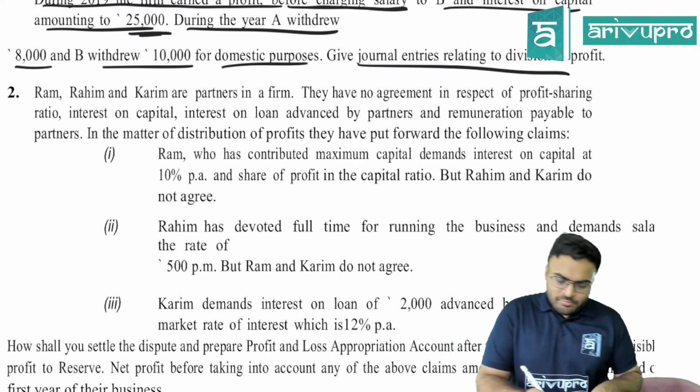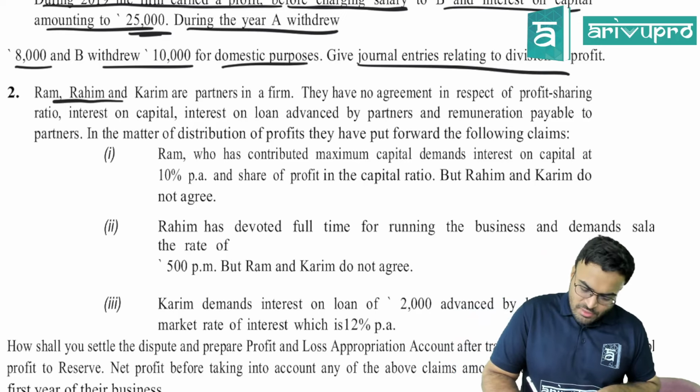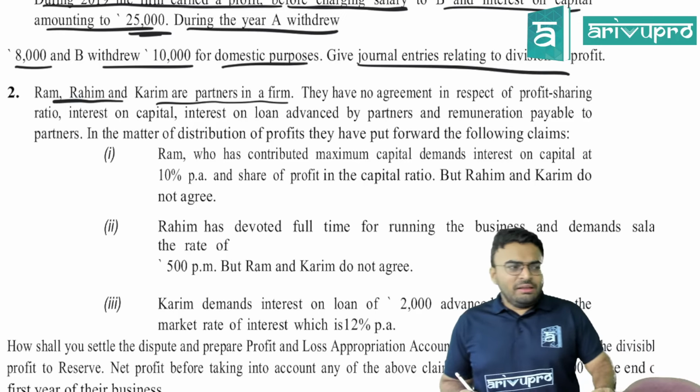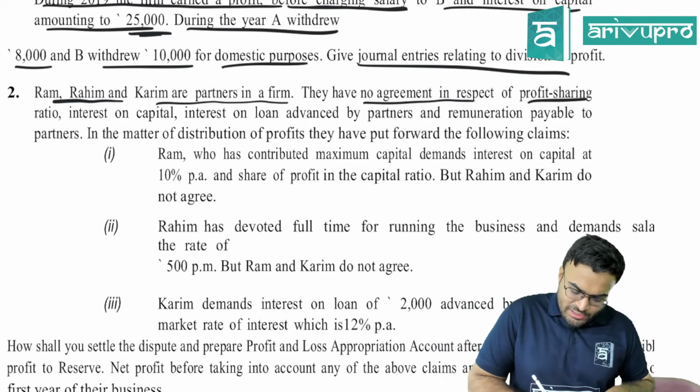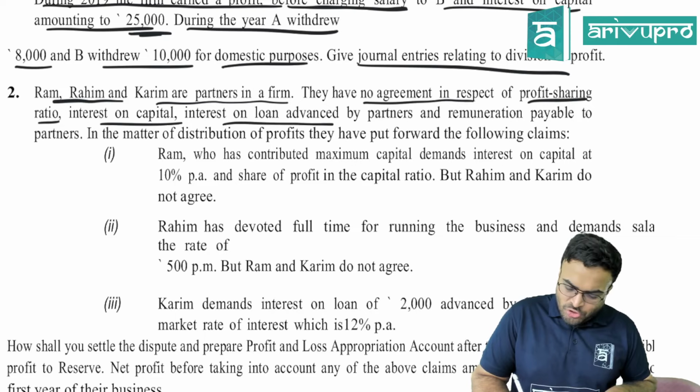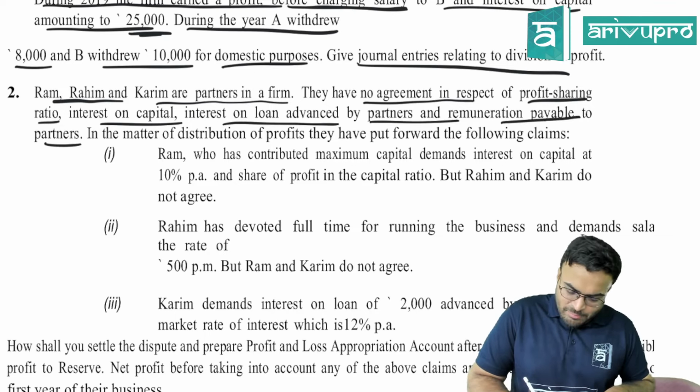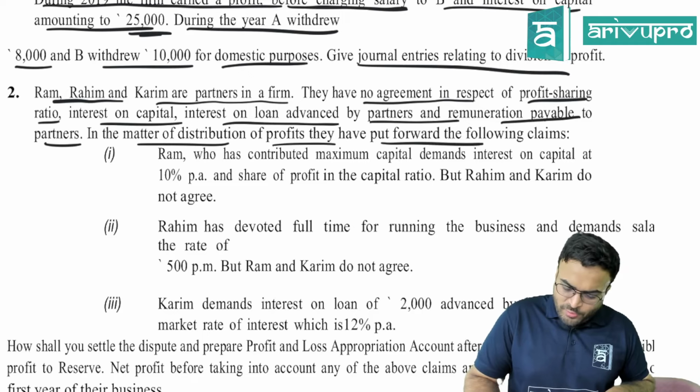Ram, Rahim and Karim are partners in a firm. They have no agreement in respect of profit sharing ratio, interest on capital, interest on loan advanced by partners and remuneration payable to partners. In the matter of distribution of profits, they have put forward the following claims.